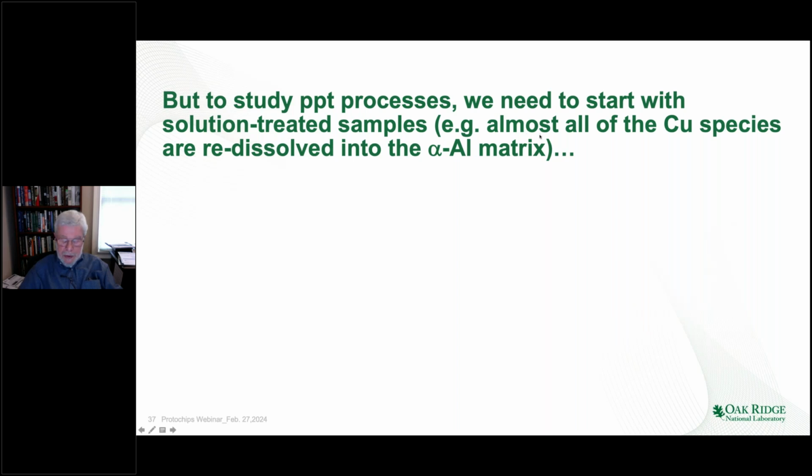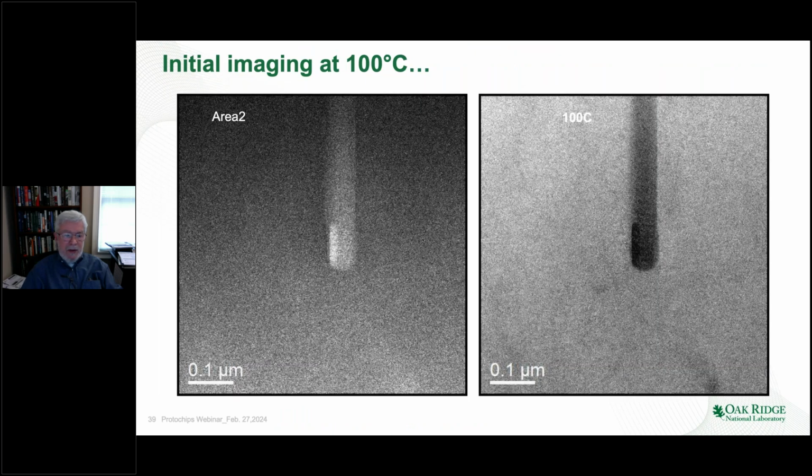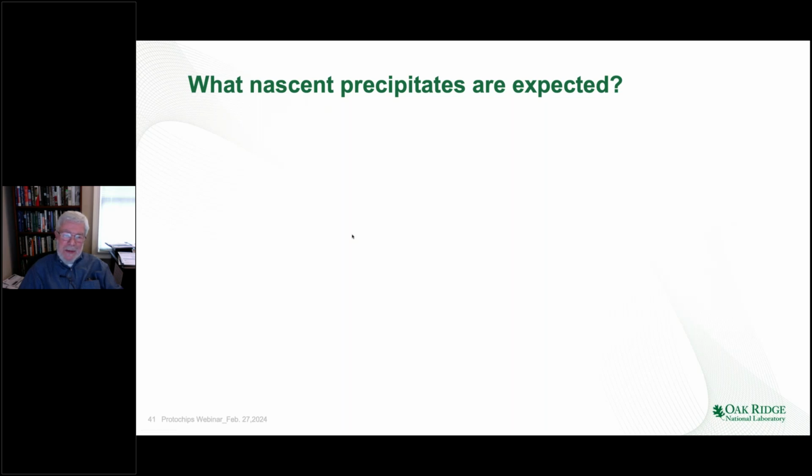with solution treated samples. So here's an example of a solution treated sample. There's some residual, most of the copper is dissolved, but there's a few large precipitates that are still present, but most of the copper is dissolved into the matrix. And here at 100 degrees centigrade, you don't see any precipitates. And then after 11 minutes at 200 C, all of a sudden you see these precipitates. Okay, so what do we expect the nascent copper or aluminum copper precipitates to look like?